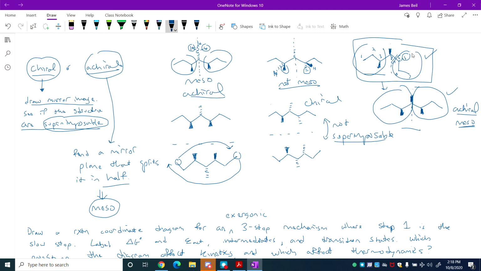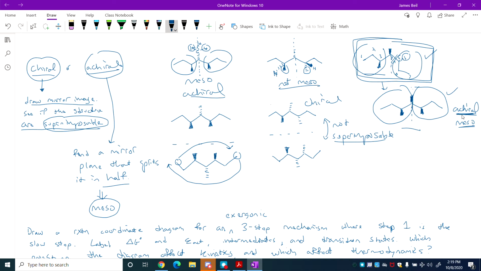So that bullet point is to point out to you that if you see a structure in one rotation and it looks chiral, it doesn't mean that it's chiral. You've got to look for any rotation. If you can find any rotation where half the molecule is a reflection of the other half, then you know it's achiral.